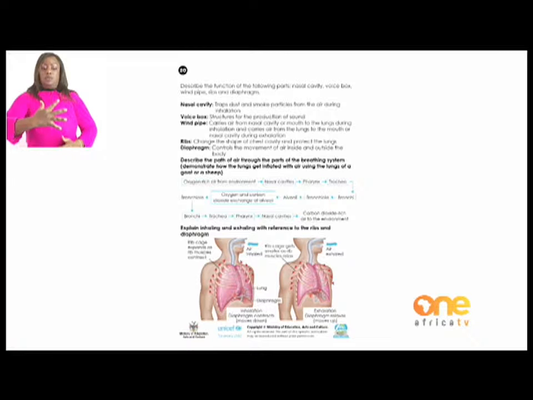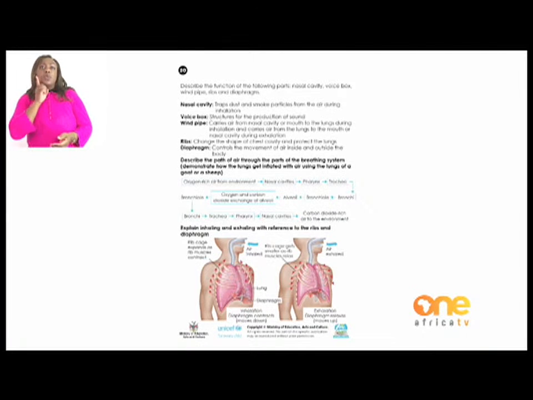It helps the air, or it carries the air to go down to the lungs from the mouth and the nose. And at the same time, when you're breathing out, it helps the air to move from the lungs to the mouth and the nose. We can say that the windpipe is a connection between the outside parts of our breathing system and the inside part of our breathing system.